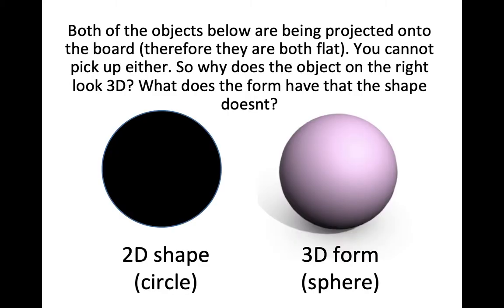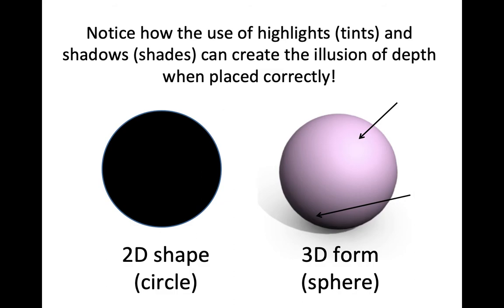Adding highlights and shadows to snowmen to create form. Both of these objects below are being projected onto the board, therefore they are both flat. You cannot pick up either. So why does the object on the right look 3D? What does the form have that the shape doesn't? The 2D shape is a circle, the 3D form is a sphere. Notice how the use of highlights, tints, and shadows, shades, can create the illusion of depth when placed correctly.